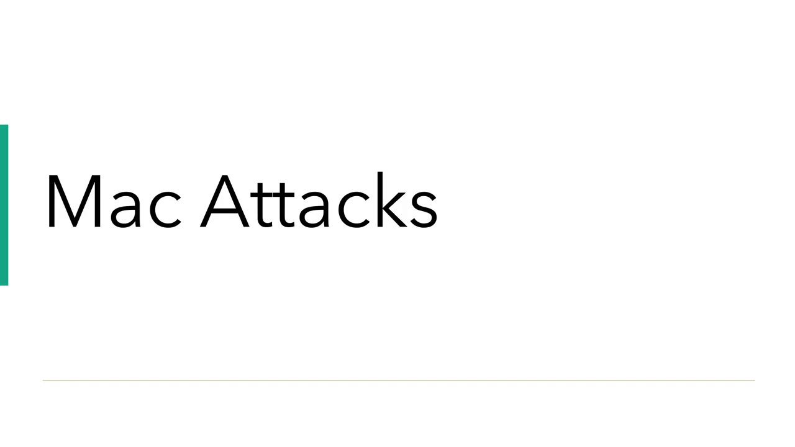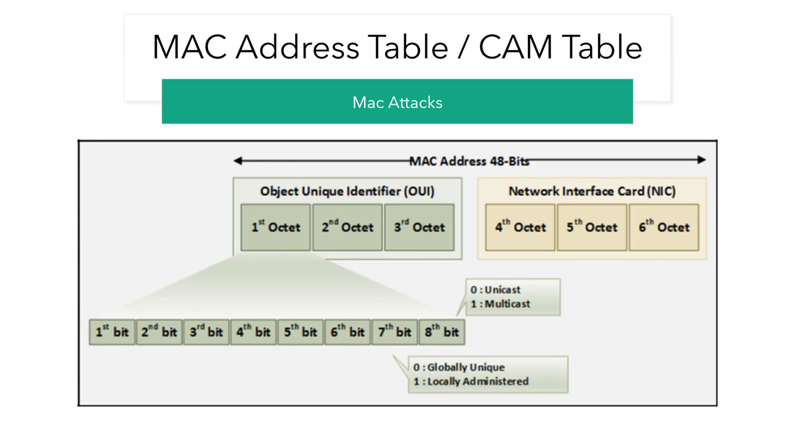MAC attacks. Media access control address is short for MAC address, or physical address of the device. The MAC address is a 48-bit unique identification number that is assigned to a network device for communication at the data link layer. The MAC address is comprised of the organizationally unique identifier, OUI, 24 bits, and 24 bits of the network interface controller, or the NIC. In case of multiple NICs, the device will have multiple unique MAC addresses.